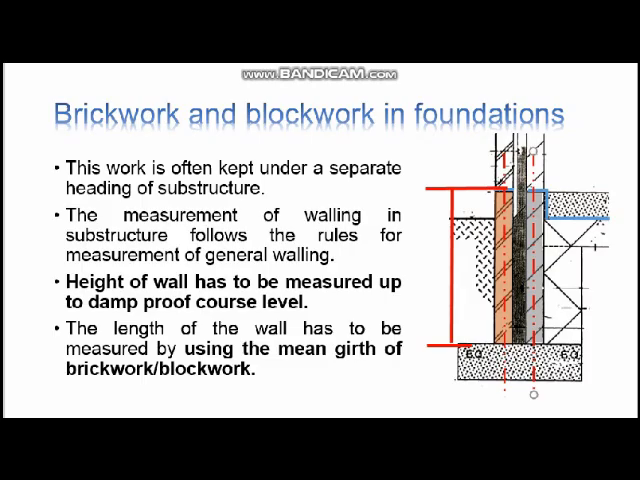Then you need to time with the mean girth of either brick or blockwork. So you need to find the center line of blockwork, the average perimeter of blockwork, and also the average perimeter of brick. Then you time with the length that you measured, the height that you measured earlier. Then you will get your meter square of the wall.